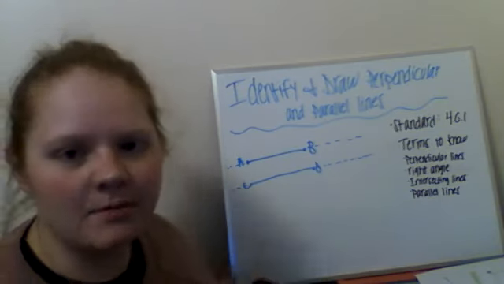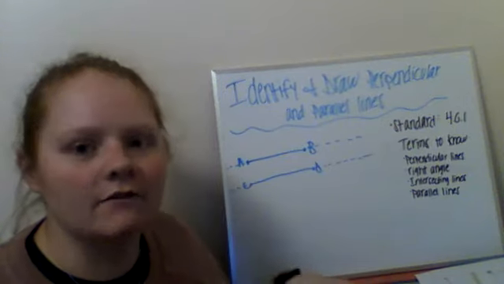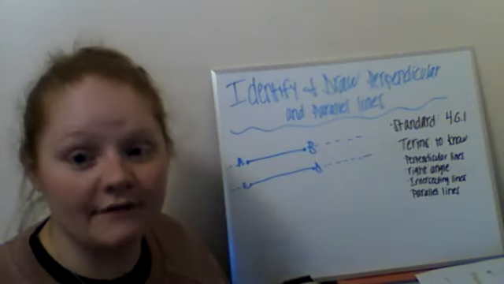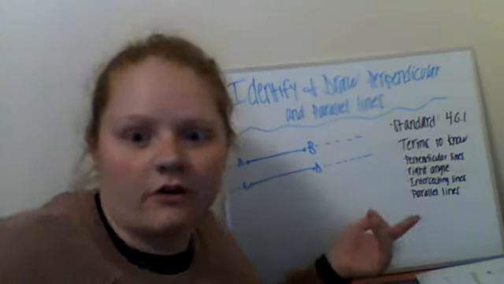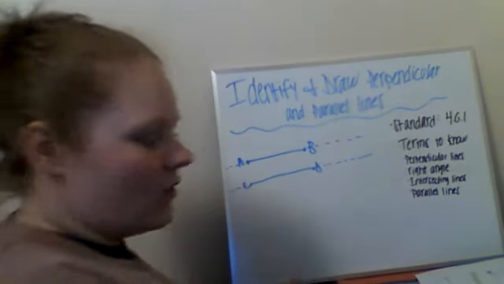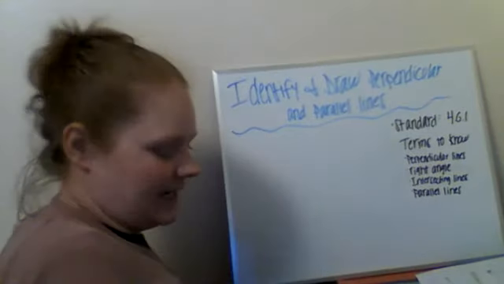So that's what a parallel line is. Parallel lines are lines that never cross. So these lines are never going to form any type of angle because they are never going to cross. So what if I give you this example?